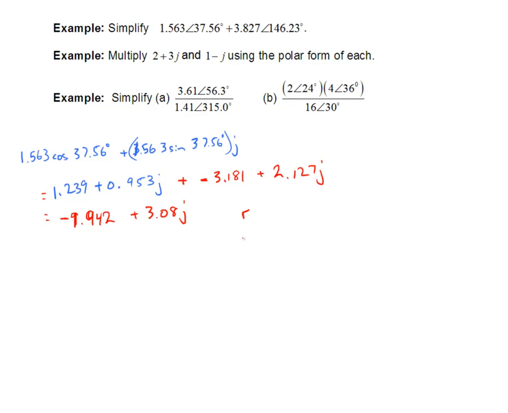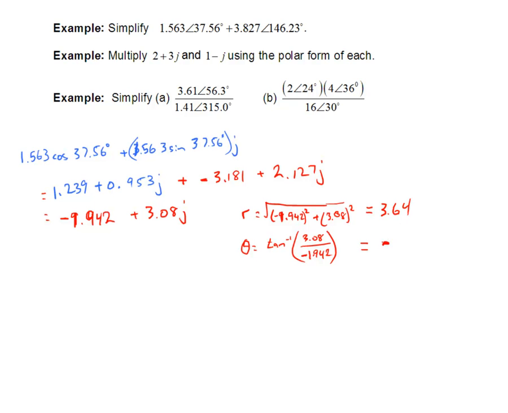So now we need to find r and theta again. So r is going to be the square root of negative 1.942 squared plus 3.08 squared. And theta is going to be the tan inverse of b over a, or in this case, 3.08 over minus 1.942. So left and up means quadrant 2, so we should expect a quadrant 2 angle here, so let's keep that in mind.